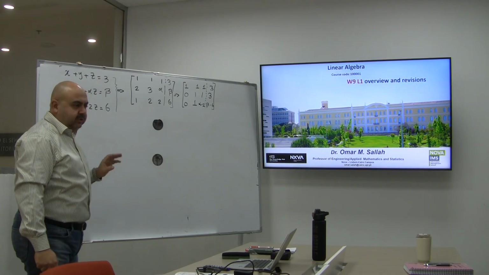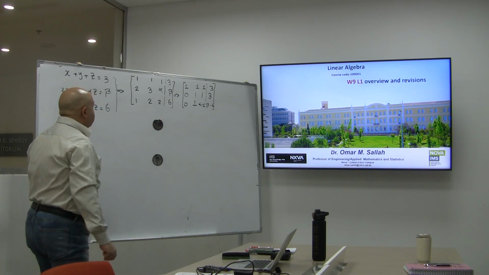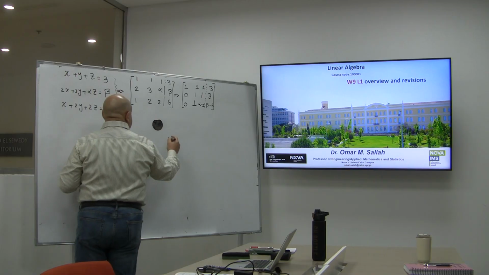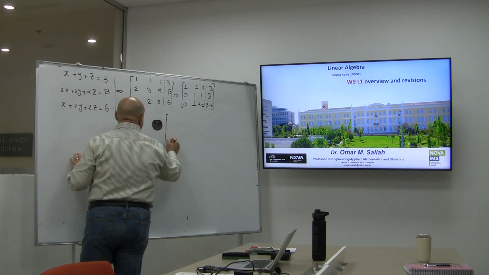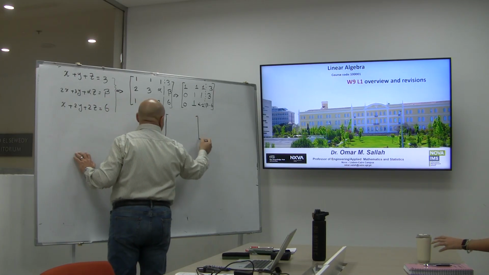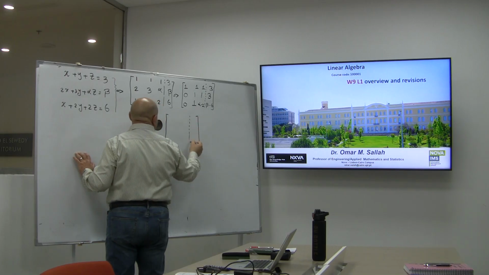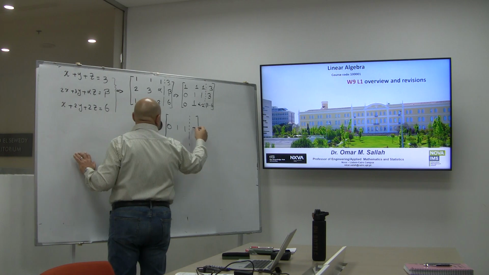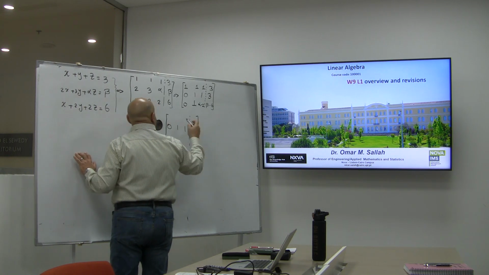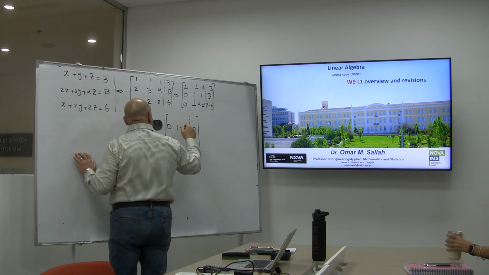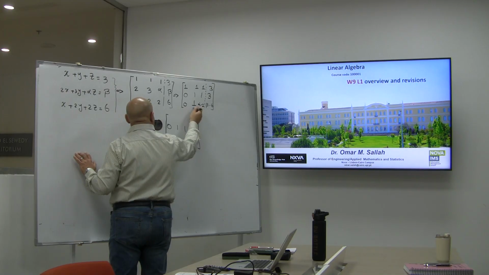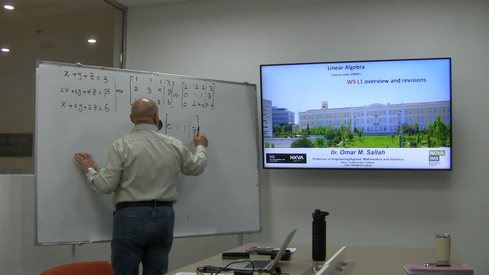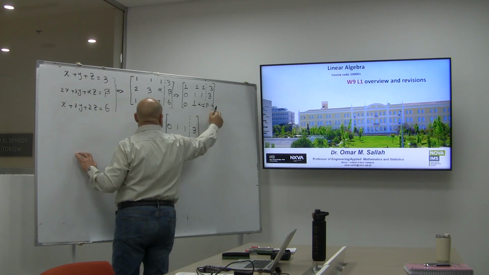I'm lucky. The pivot is +1. I will keep it this way. So starting the next step, I will write it here. Okay, the second row will stay the same, which is simply 0, 1, 1, and 3. I need to use this pivot to force this number to be 0. So I will multiply this row by -1 and add it on the last row.